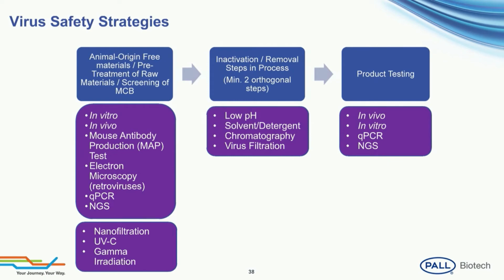The second step is to have inactivation or removal steps in your process. A minimum of two orthogonal steps which work on different principles, like low pH and virus filtration by size exclusion, can be incorporated in your process. Third is to have product testing, usually conducted at various stages of the bioprocessing application. Testing is typically performed using traditional cell culture infectivity type methods or PCR. However, with both these methods, you need to know what you are looking for.